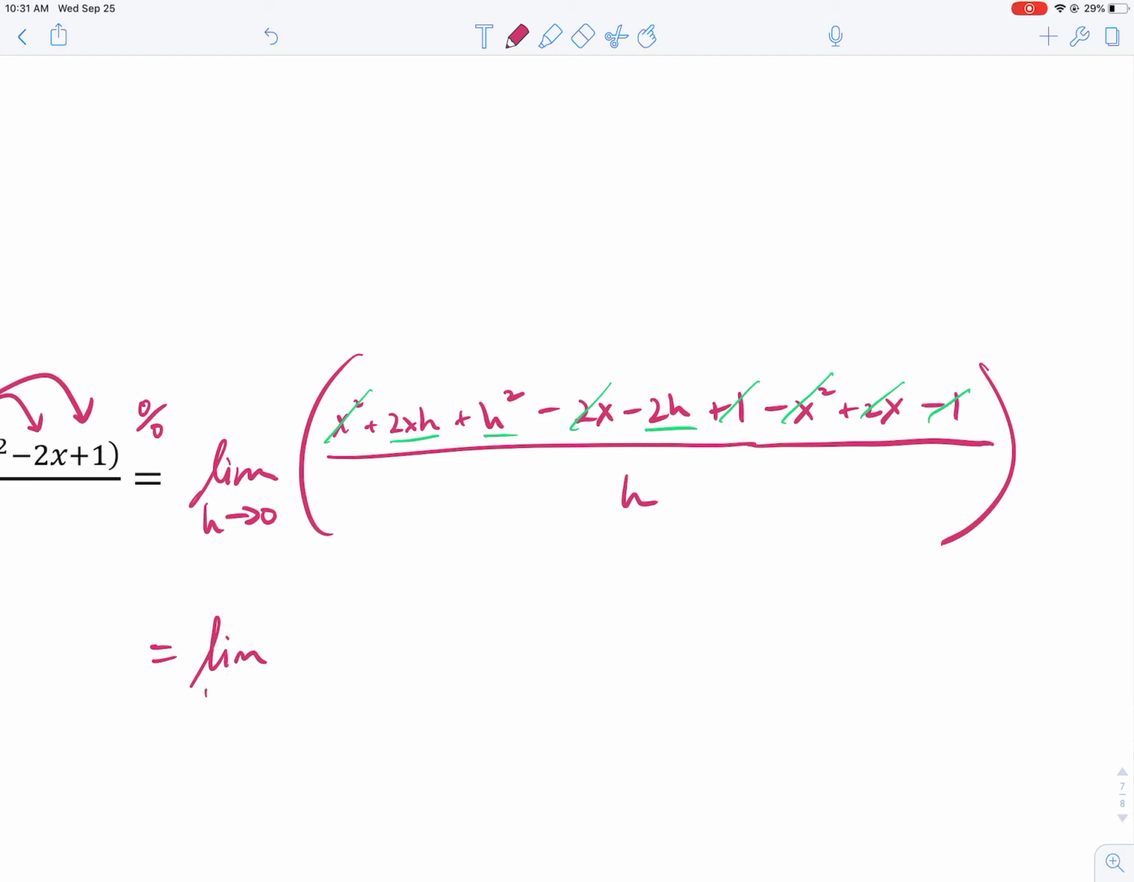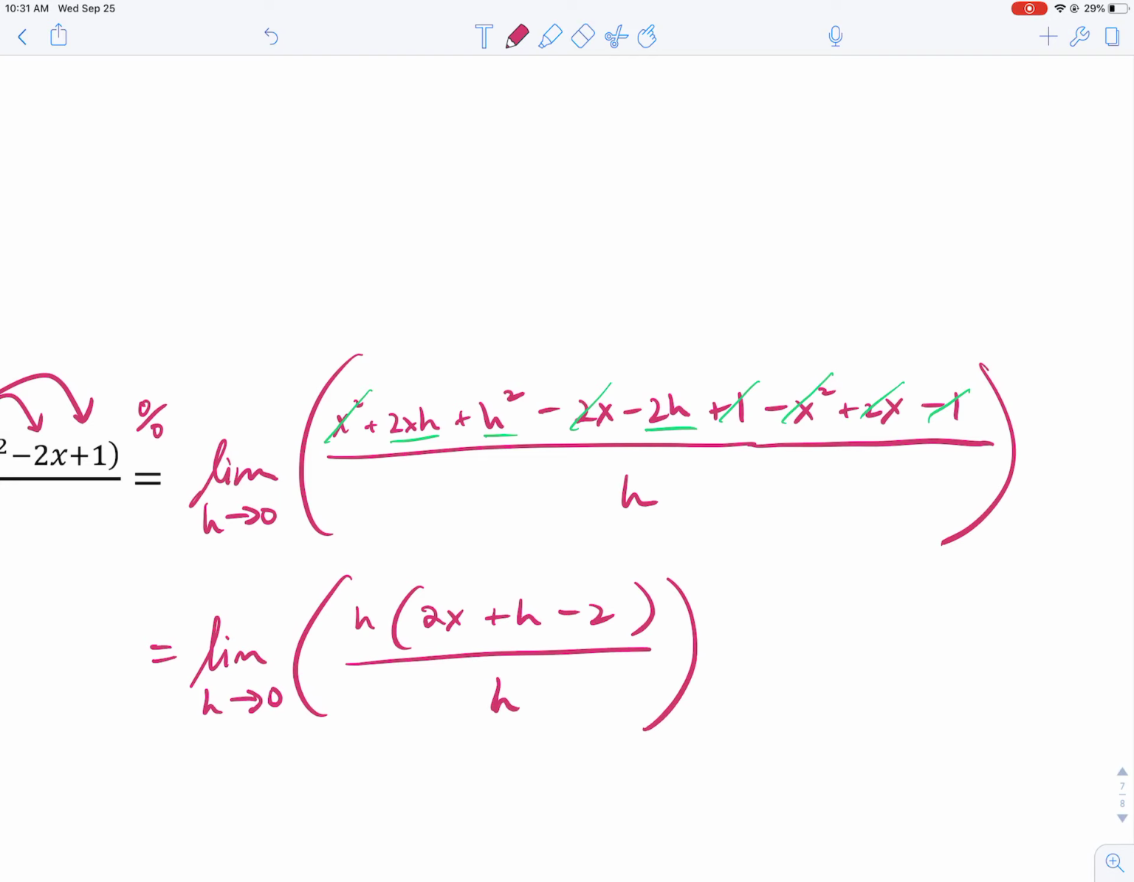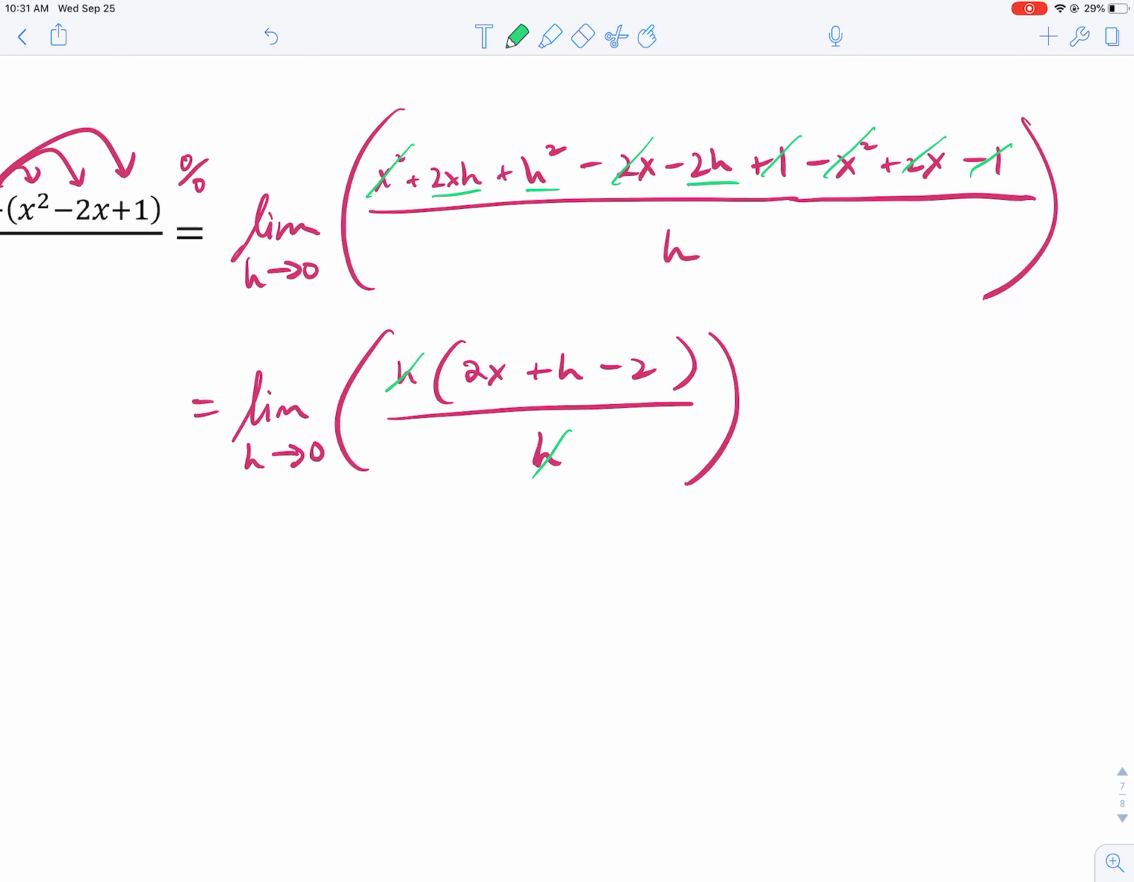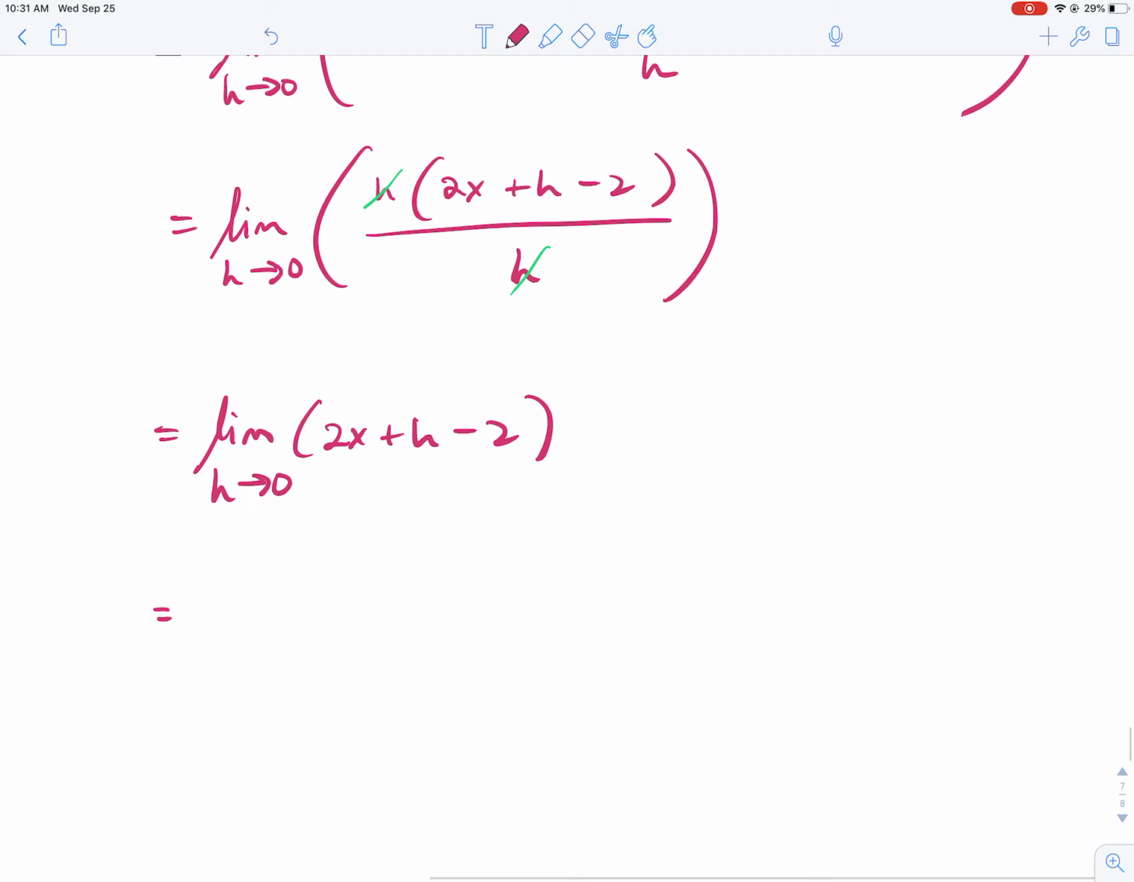Or each term has an h. So I'm going to factor an h out, so that what was causing the 0 over 0 can cancel. And we'll take the limit as h approaches 0 of 2x plus h minus 2. Now trying direct substitution, we just get 2x minus 2. Okay.